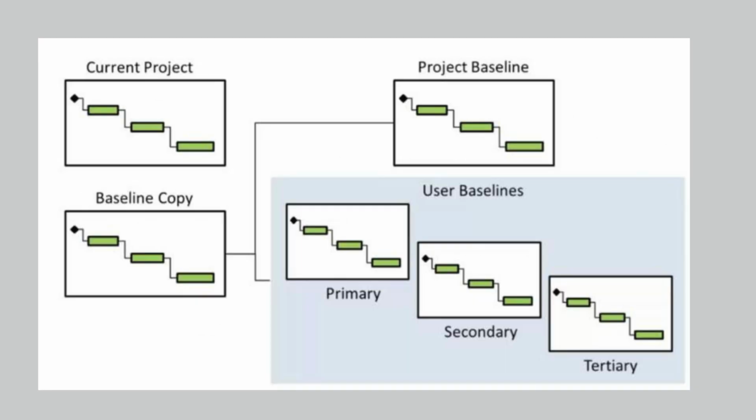You can create an unlimited number of baselines in Primavera P6, but you can only assign up to 4 baselines per project. A project baseline can be thought of as a master baseline and user baselines, which can be used for more ad hoc snapshots of the project at various stages of its execution. You can assign up to 3 user baselines. In Primavera P6, these are called primary, secondary, and tertiary, as shown below in this picture.